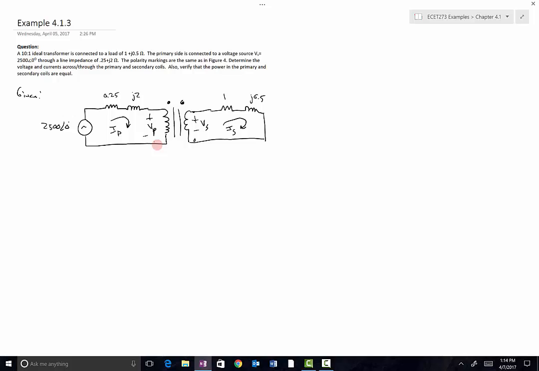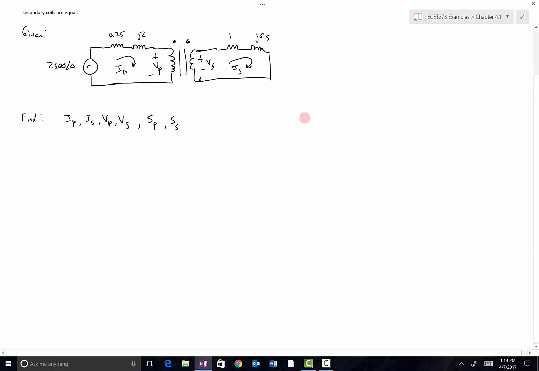So we are asked to determine the currents across and through the primary and secondary coils. So basically that's the currents and voltages across and through. So that's IP, IS, VP, and VS. And then we're also asked to verify that the power in the primary and secondary coils are equal. In an ideal transformer, S on the primary has to equal S on the secondary. So P on the primary equals P on the secondary, and Q on the primary equals Q on the secondary. So all those hold. So that's the problem statement right there.